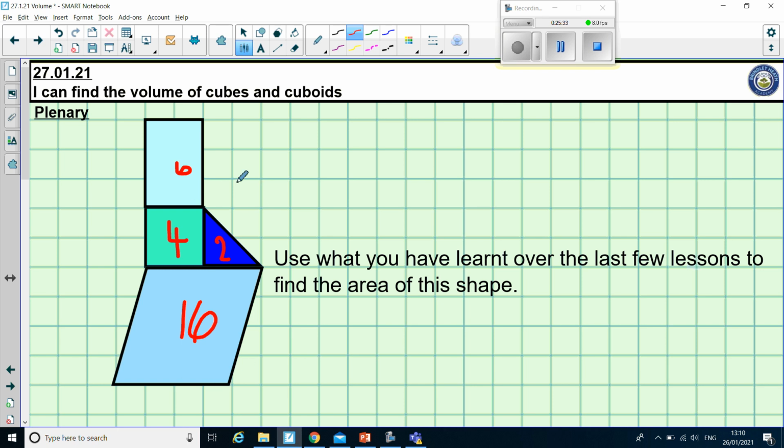Right then, we've got to find the total area then. We've got to add them all up. 6 add 4 is 10, add my 2 is 12, add my 16, should hopefully give me the answer, 28 centimetres squared.